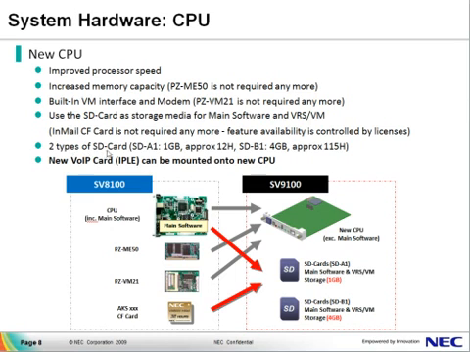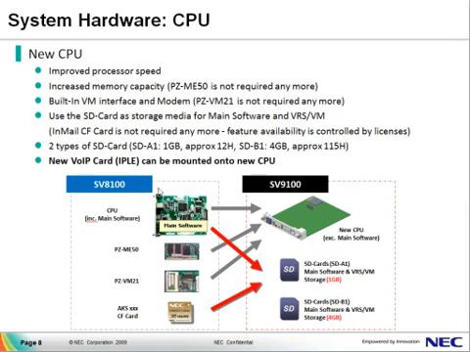There's two types of SD card available for the voicemail and the main software storage. There's a 1GB card, which gives you approximately 12 hours recording time, and also a 4GB card, which should give you around 115 hours. But most importantly on this slide, there is a new voice over IP card called the IPLE, which is mounted on the CPU in the same way that you used to mount the IPLA or IPLB on the CPU of the sv8100.